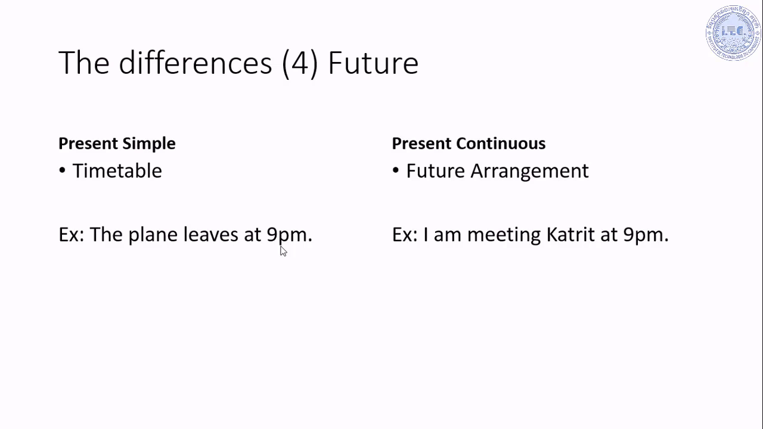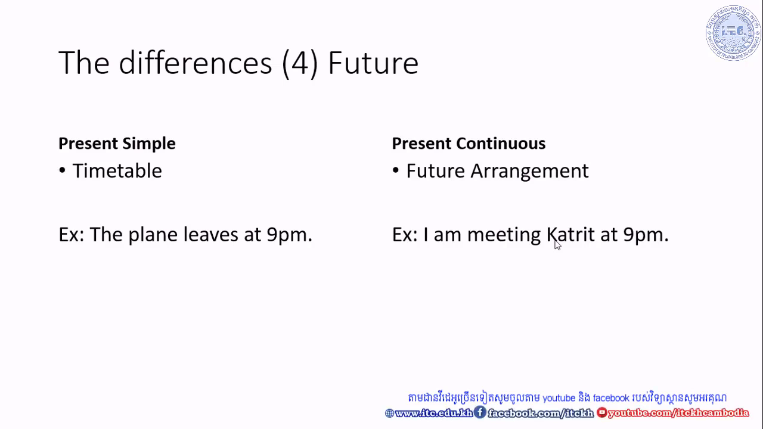Even though now is in the morning, you still need to use present simple, because when it is part of a timetable or schedule, you have to use present simple. But for present continuous, when you talk about the future, it's about future arrangement, meaning that you have arranged something in the future with someone else. For example, here: I am meeting Katrit at 9 p.m.